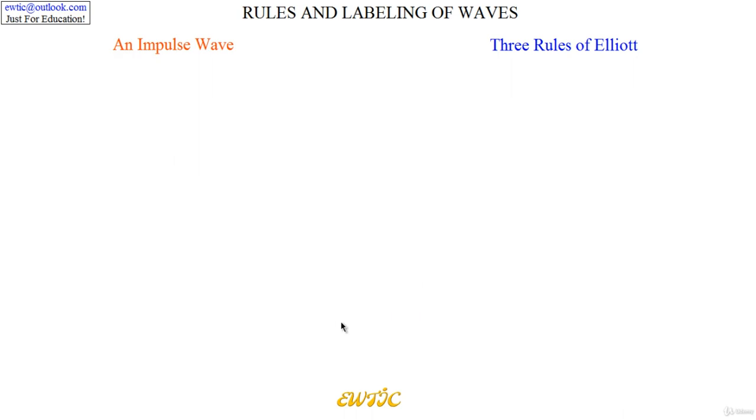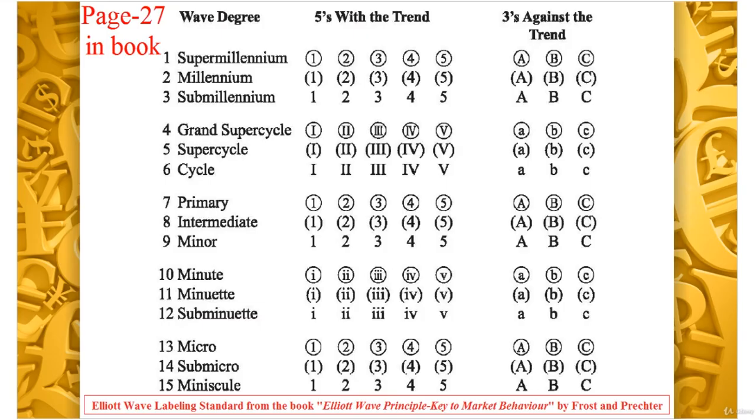Now let's come to the labeling of waves. This is the Elliott wave labeling standard from the book Elliott Wave Principle: Key to Market Behavior by Frost and Proctor. The labeling of waves on different degrees of trends is suggested in this book, and we all must follow this standard. Note that the labels are divided into 3 groups for each class. 1, 2, 3 for this class, 1, 2, 3 for this class, 1, 2, 3 for this class, and so on. Big degree wave labels are mentioned in circles.